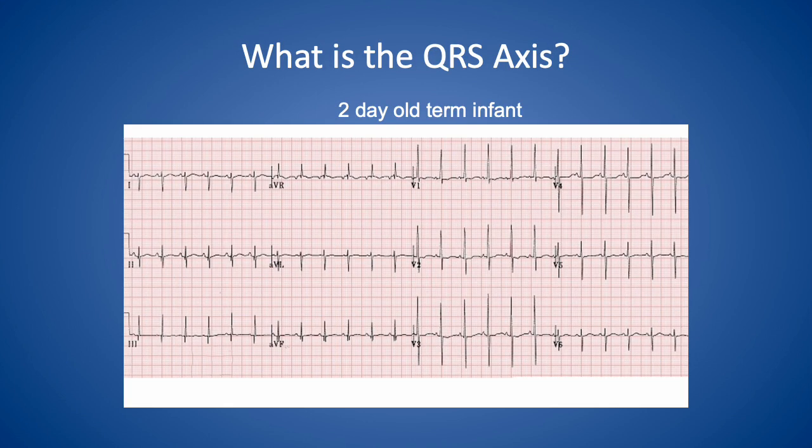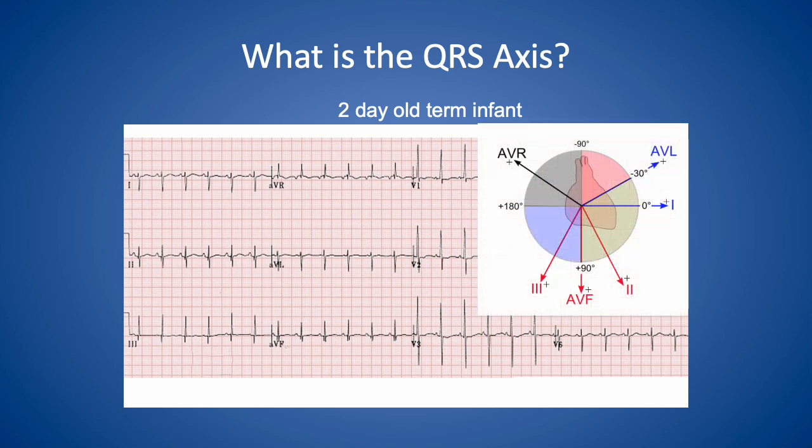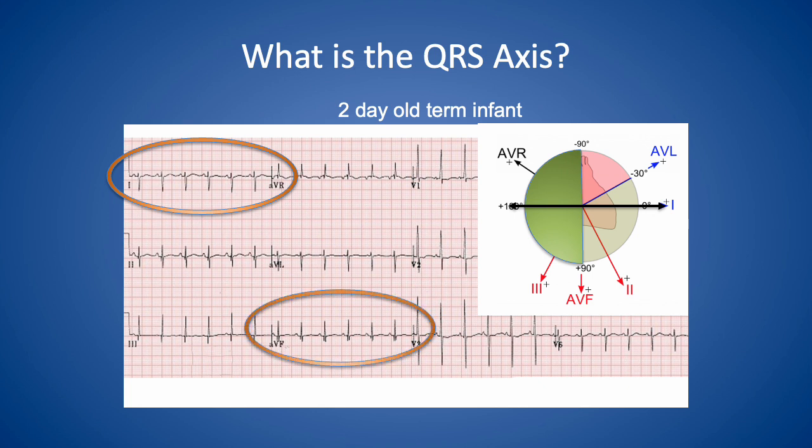So how do we determine a QRS axis? Here we have a 2-day-old term infant, and let's put up our axis wheel. We can see over here in lead 1, it's generally a negative deflection, so it's somewhere in this half of the spectrum of that axis. And then if we look at AVF, it's up, and so it would be positive. So it's somewhere in this right axis here. And so what this would be considered is a right axis deviation or a right axis QRS.